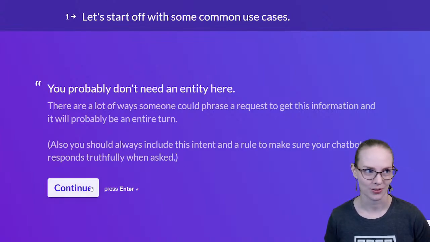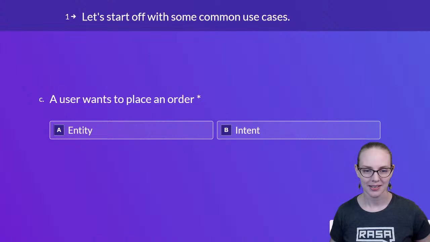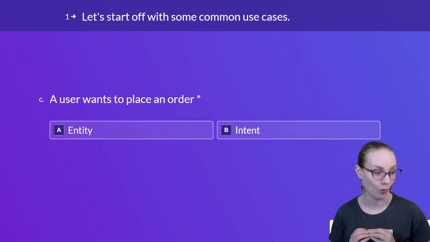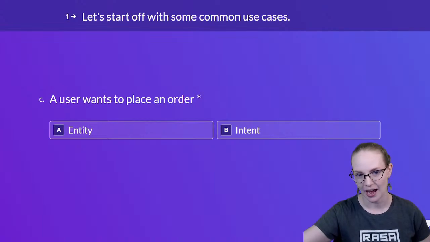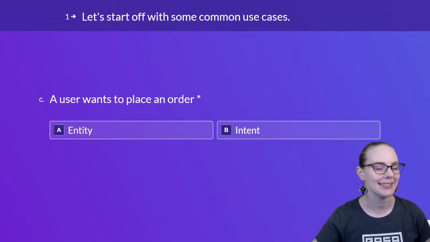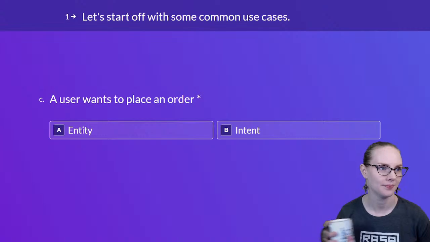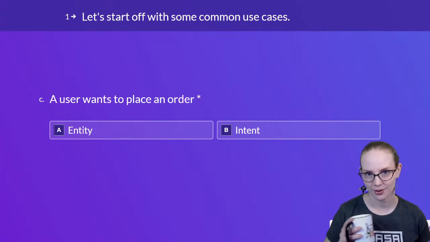All right, next question. A user wants to place an order. So this is just some sort of chatbot where users can order things. Is this something where you want to use an entity or an intent to capture this behavior?